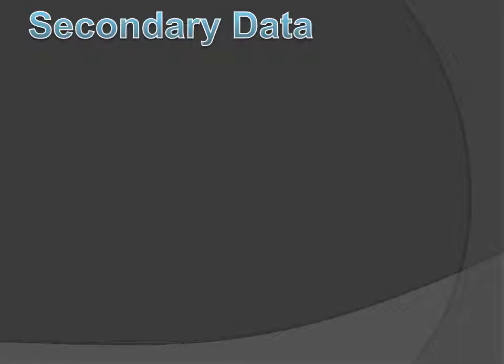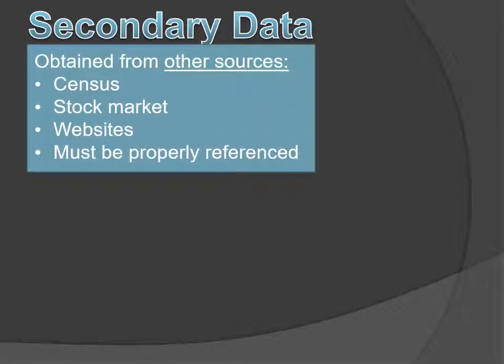Secondary data, by contrast, is obtained from other sources. Things like the census, the stock market websites. In this case, wherever you obtain the data, you must properly credit the author as the owner of the data.